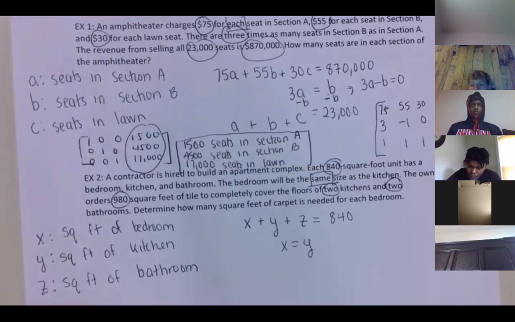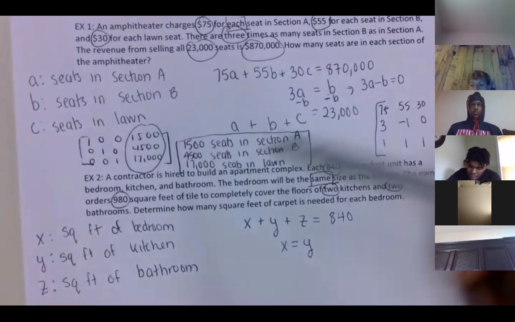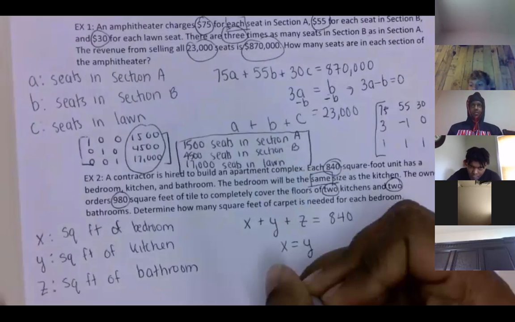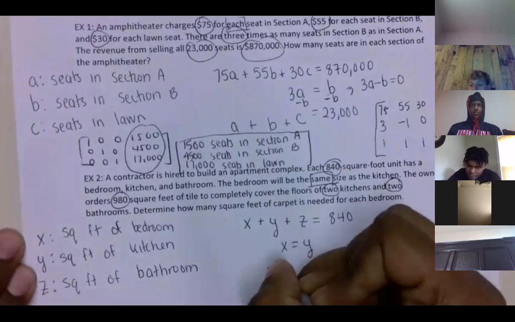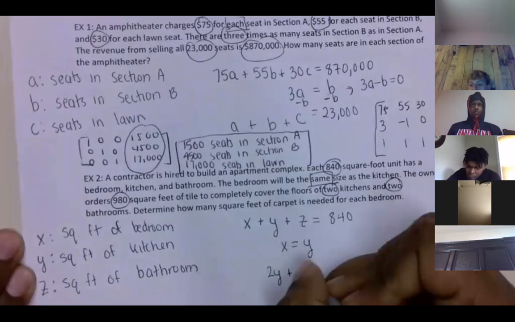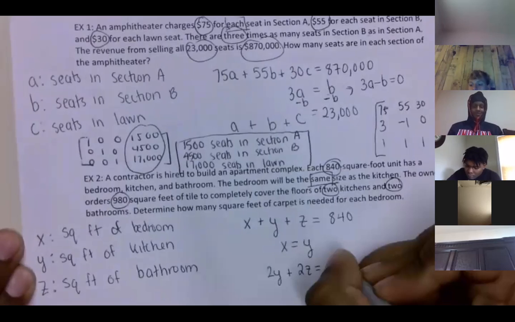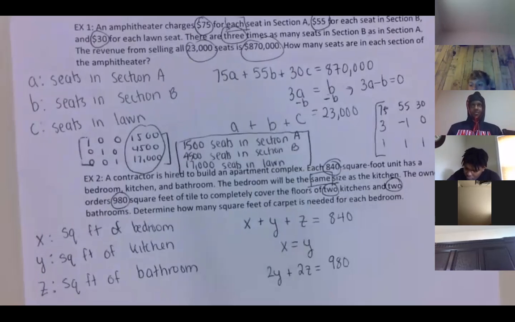And then the last one, it says that the owner orders 980 square feet of tile to completely cover the floors of 2 kitchens and 2 bathrooms. So 2 kitchens would be 2Y, and 2 bathrooms would be 2Z, and that's equal to 980. Any questions about setting up those 3?